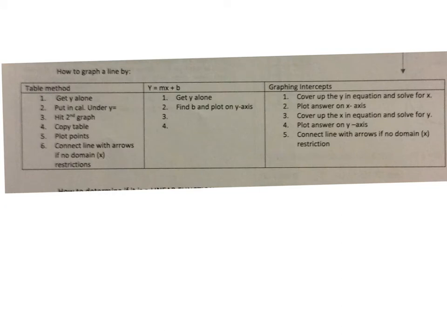Let's continue with how to graph a line. The first way to graph a line is by using the table method. As you know, get y by itself, put it into your calculator under y equals, hit second graph, copy that table down, and plot your points. Remember that our rule is that you should have 4 or more points. Connect the line with arrows if no domain restrictions.